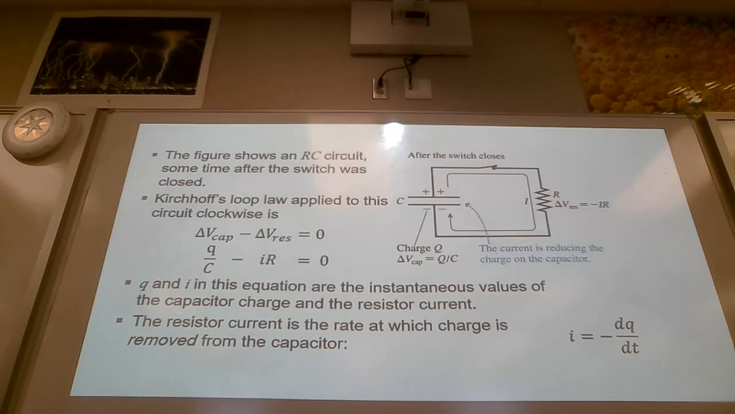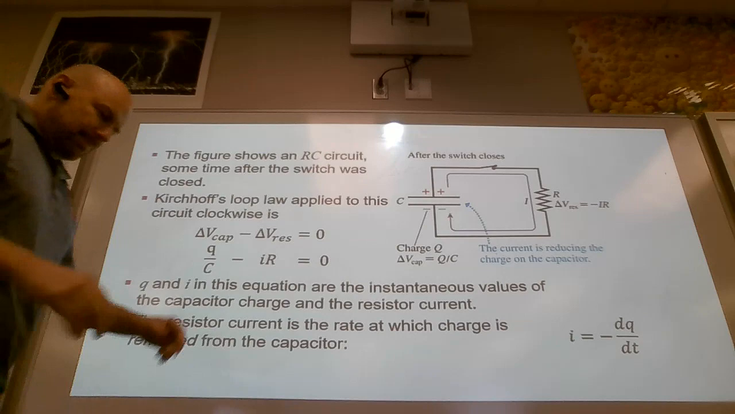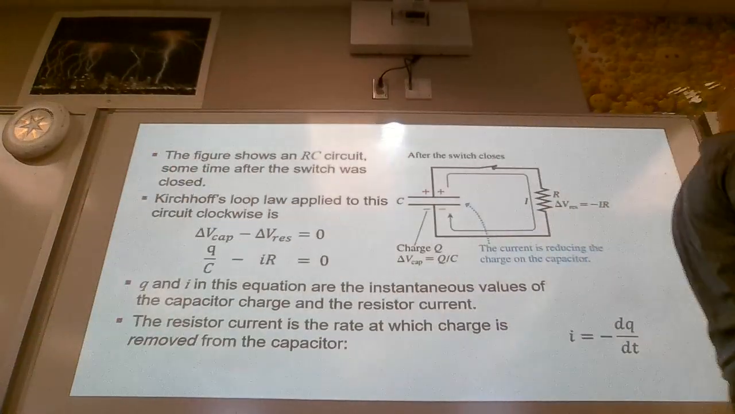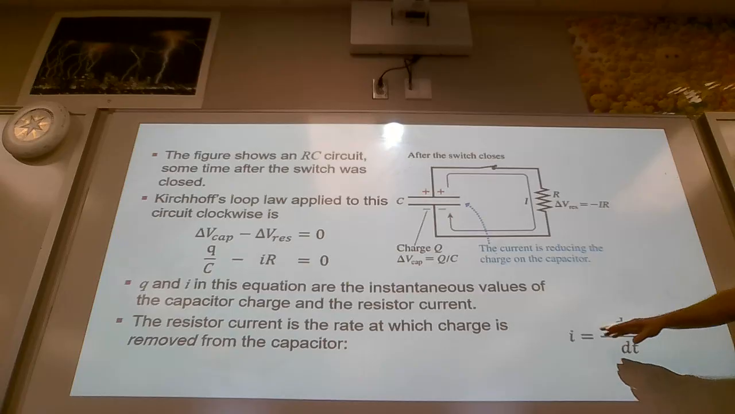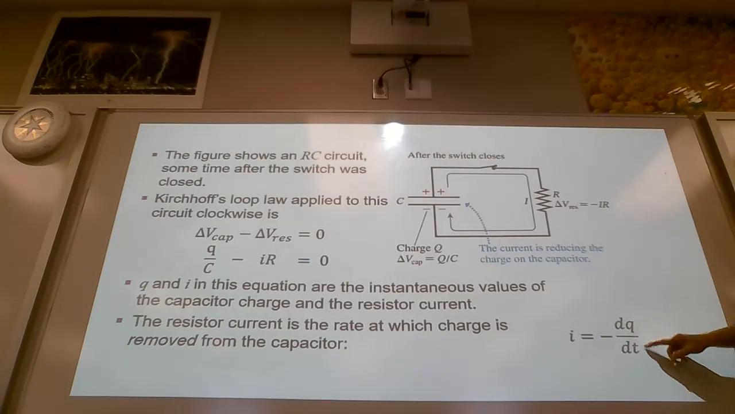Okay, so this gets, we're accounting for a negative sign here. So if I mess this up, it's because of this thing right here. So we are saying that the resistor current is the rate at which charge is removed from the capacitor. So current is the rate at which charge is going by a certain point every second.